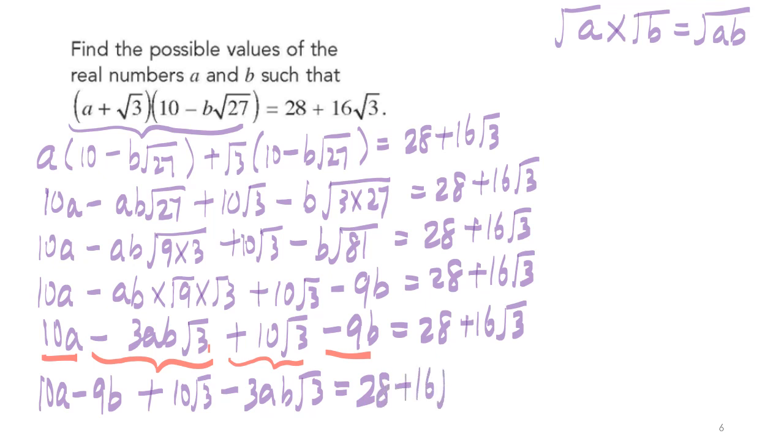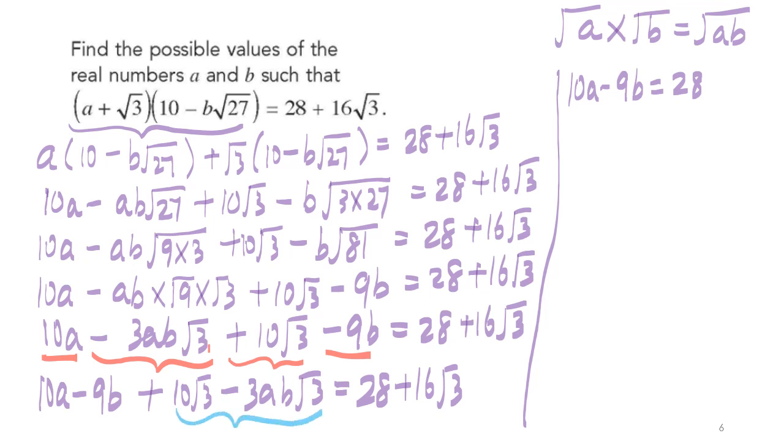Okay, so what I'm going to do next is just do a comparison. Whatever is on the left, I'm going to compare with whatever is on the right. So I'm going to compare constants on the left with the constant on the right. The constant on the left is 10A minus 9B, so that will be compared with 28. And then I'm going to compare 10 square root 3 minus 3AB square root 3 with 16 square root 3.